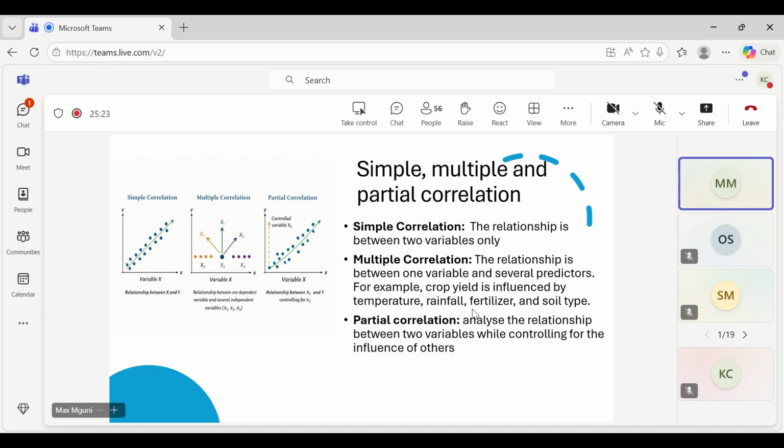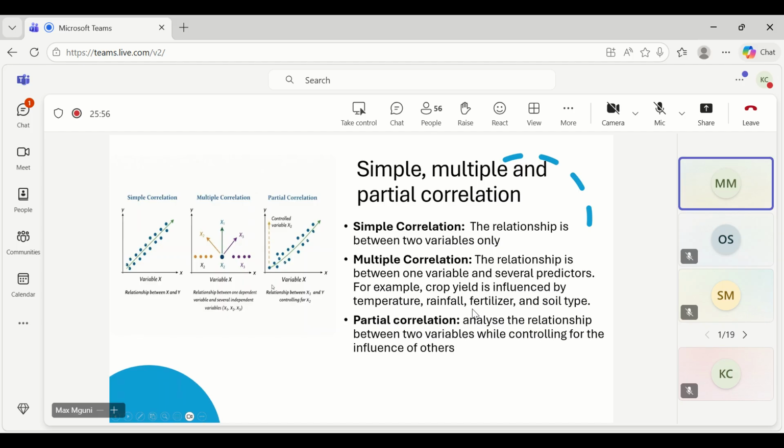But now, when it becomes a multiple correlation, the relationship is between one variable and several other predictors. For example, crop yield is influenced by temperature, rainfall, fertilizer, and soil type. So how much tonnage of maize you get after you harvest will be determined by the temperature, the rainfall, the fertilizer, and soil type. That's what you are seeing in this graph, multiple predictors affecting one variable.